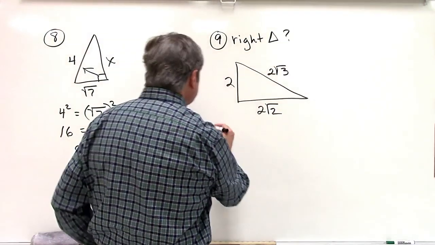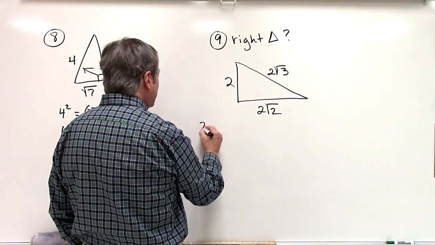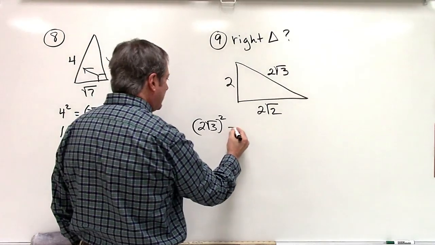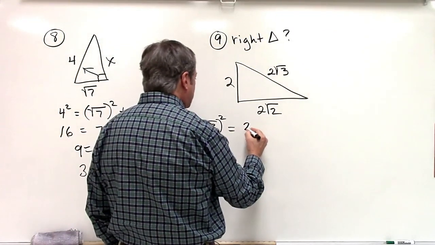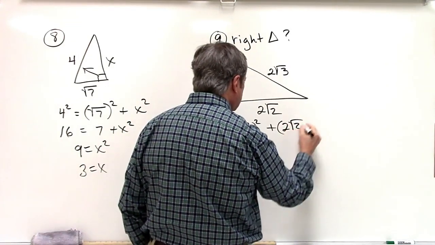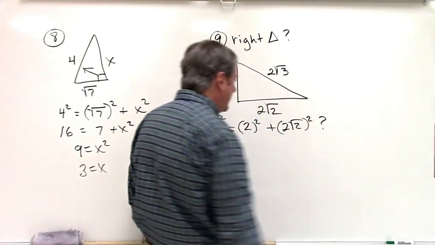So let's do it. Over on the left, I'm going to put 2 times the square root of 3, and I'm going to put in parentheses squared. Is that equal to 2 squared plus 2 square roots of 2 squared? Question mark. I don't know yet.